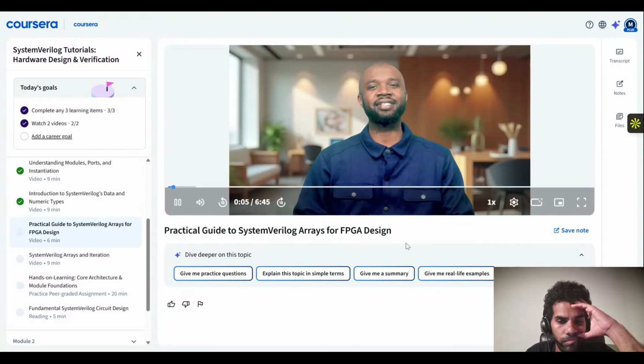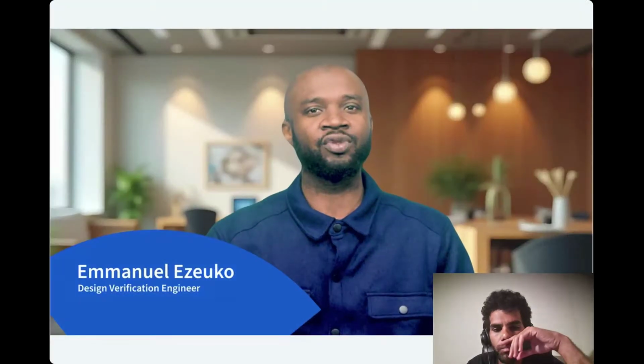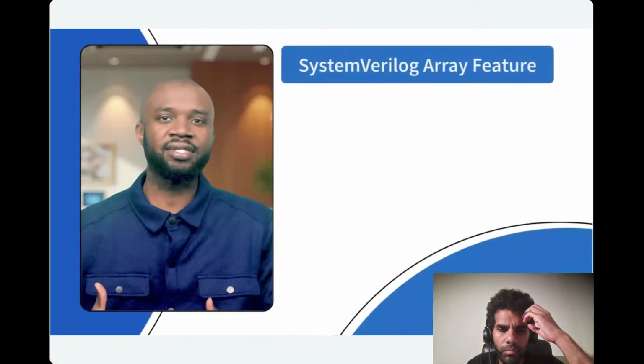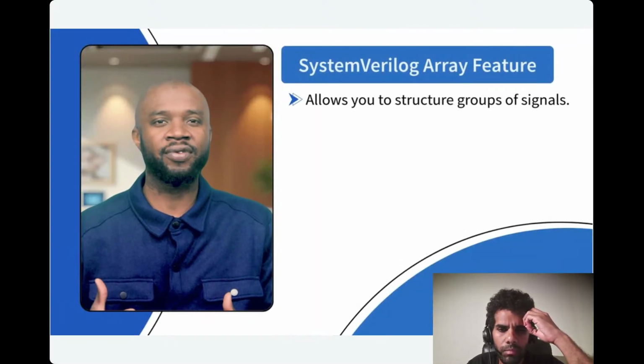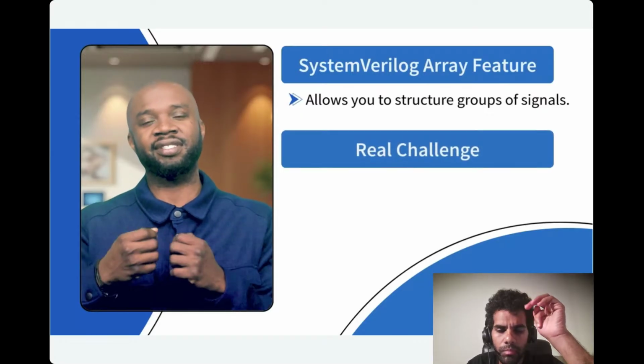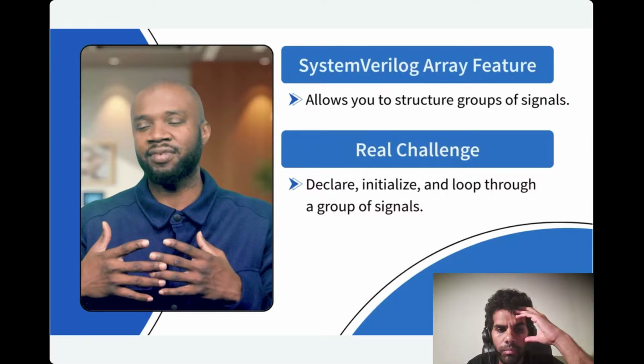Currently, you are building the memory subsystem for your FPGA model. You know you need to store multiple values, but how do you organize the data? SystemVerilog gives you powerful array features to store groups of signals. But the real question is, how do you declare them, initialize them, and loop through them correctly?